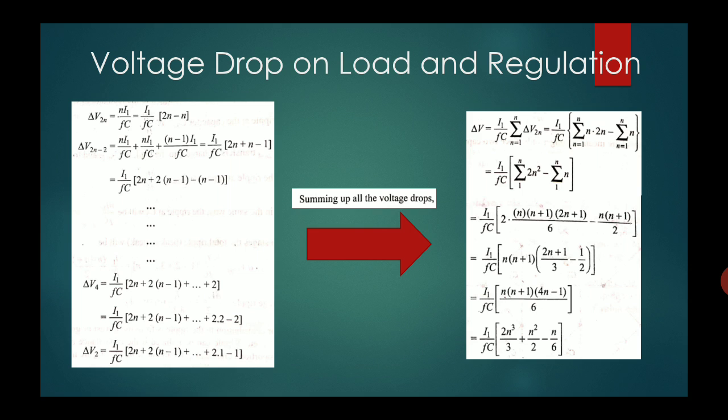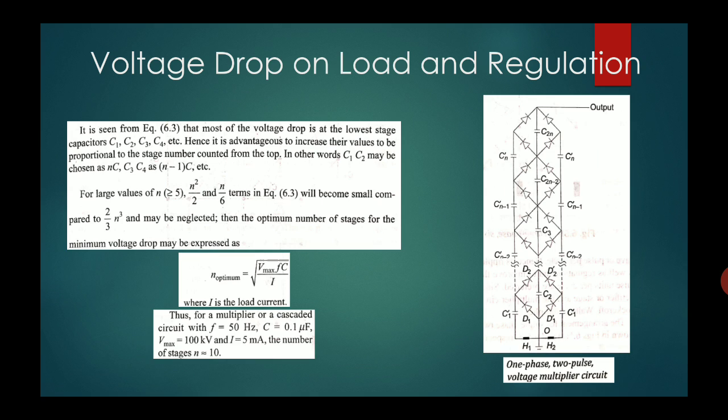Now if you make this a percentage of the no load, you will have the regulation. So it is seen from the previous equation that most of the voltage drop is at the lowest stage of the capacitor, that is C1, C2, C3, C4. Hence it is advantageous to increase their values to be proportional to the stage number counted from the top. In other words, C1, C2 may be chosen as nC, C3, C4 as n minus 1 C.